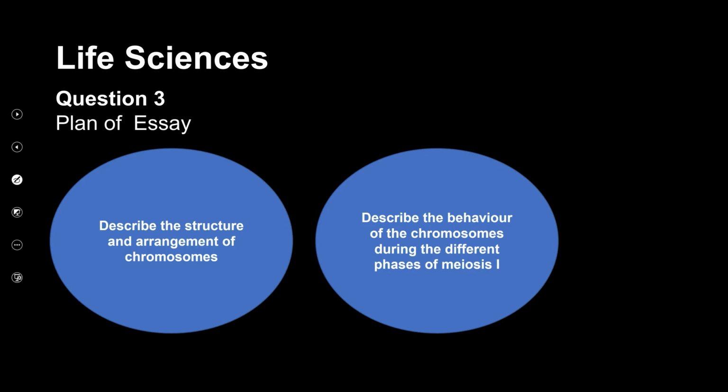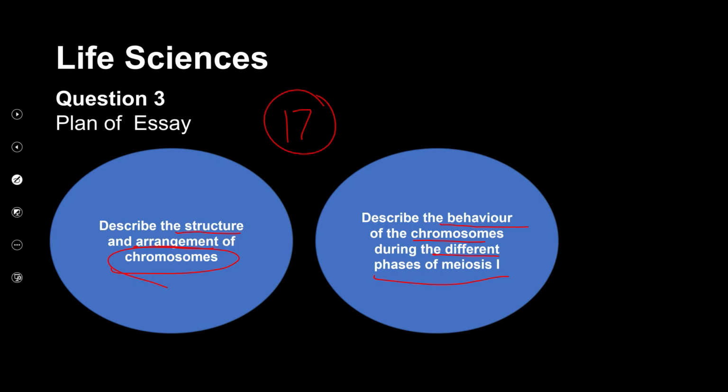The first part requires you to describe the structure and arrangement of chromosomes in a karyotype. The second part of the question requires that we describe the behavior of the chromosomes during the different phases of meiosis. So guys, remember that the essay is 17 marks.